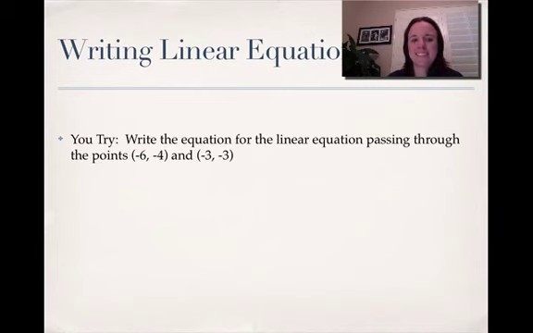All right, here's the answer. We get y equals 1/3 x minus 2. So if you found the slope was 1/3, awesome. And then you plug back in to find the y-intercept was negative 2. If you got a different y-intercept, go back and try that again.